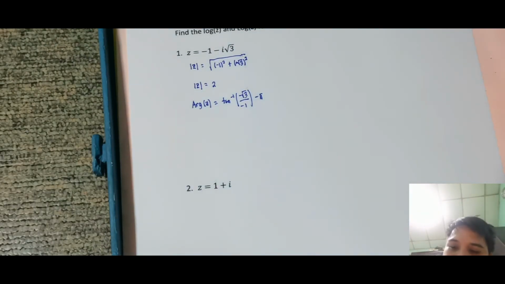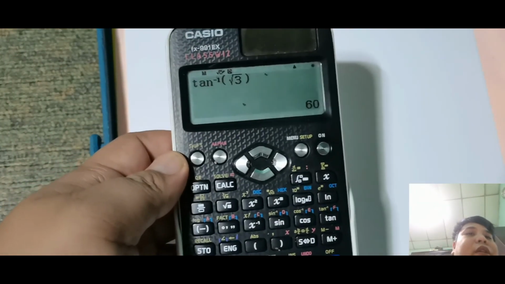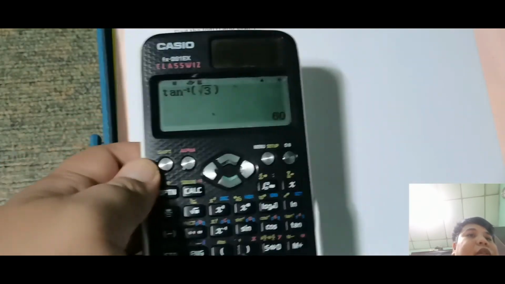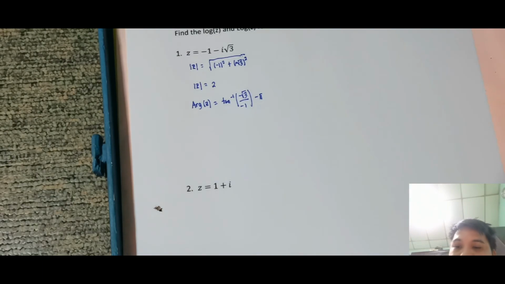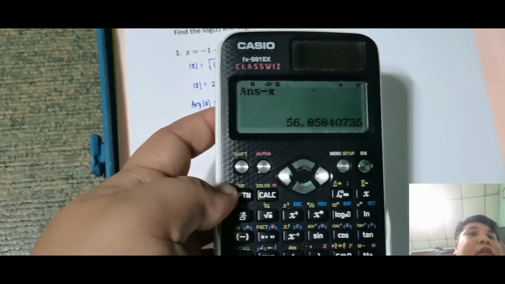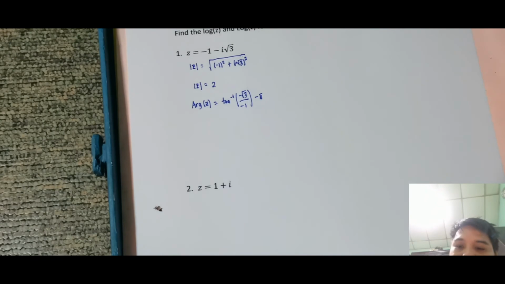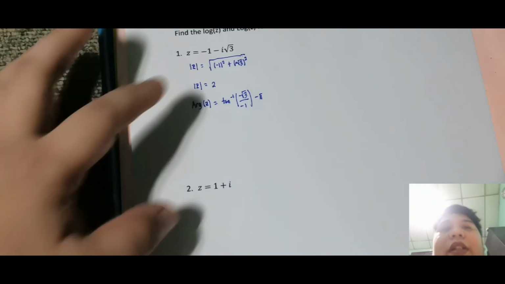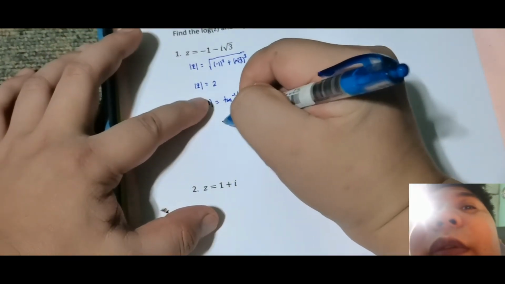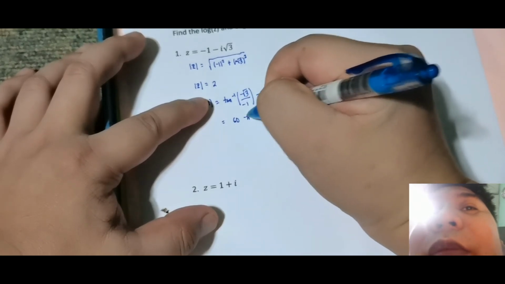Okay, so check natin. So, what is arctan ng square root of 3? Arctangent ng square root of 3. Okay, so note that the arctangent of square root of 3, kasi negative square root of 3 over negative 1, square root of 3, that is 60 minus pi. So minus pi. Sorry, nagkamali. So this is 60 minus pi.